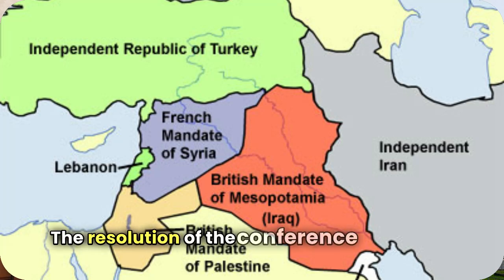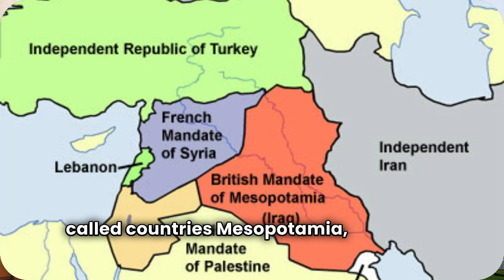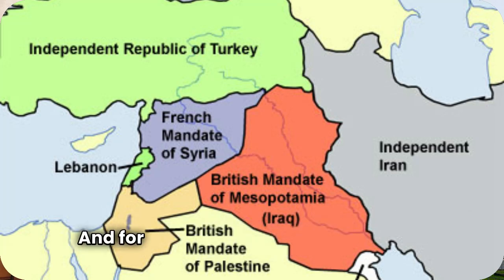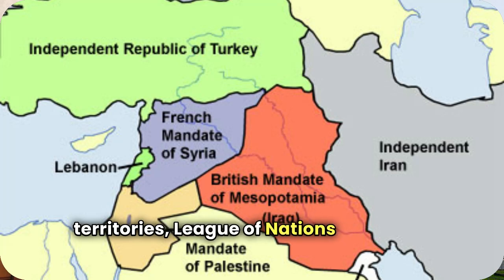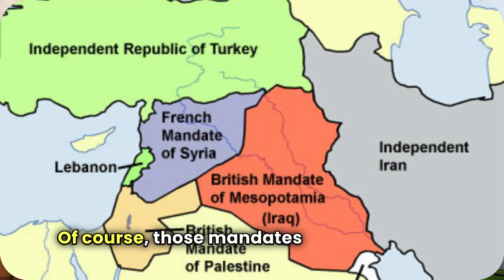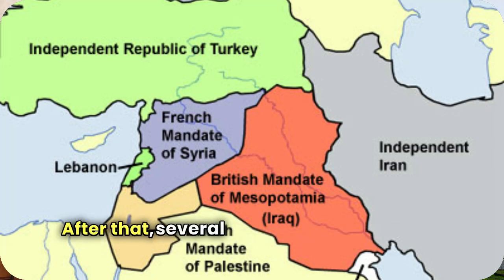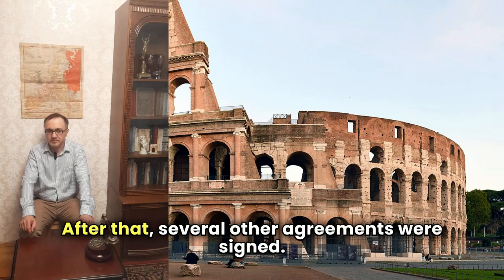The resolution of the conference determined the creation of several new so-called countries: Mesopotamia, Syria, and Palestine. And for the management of those new territories, the League of Nations had given mandates. Of course, those mandates had been given to the Allied powers, to the British Empire and to France, respectively.